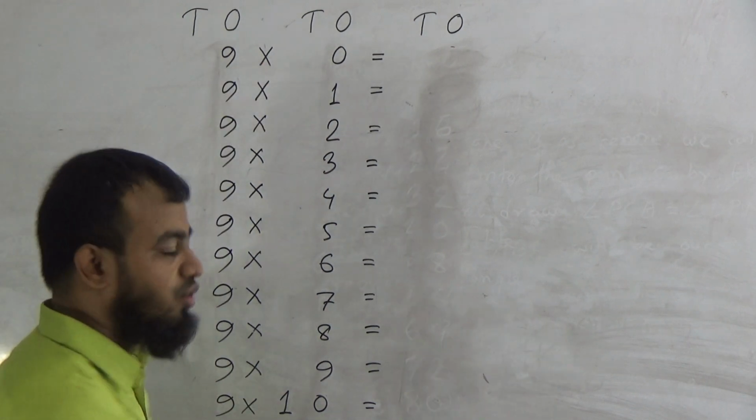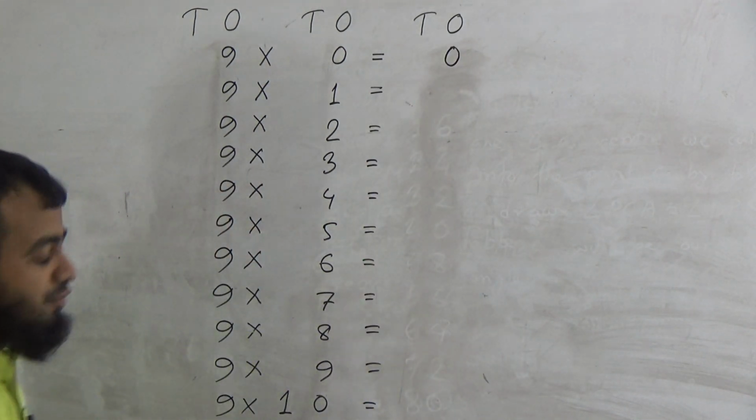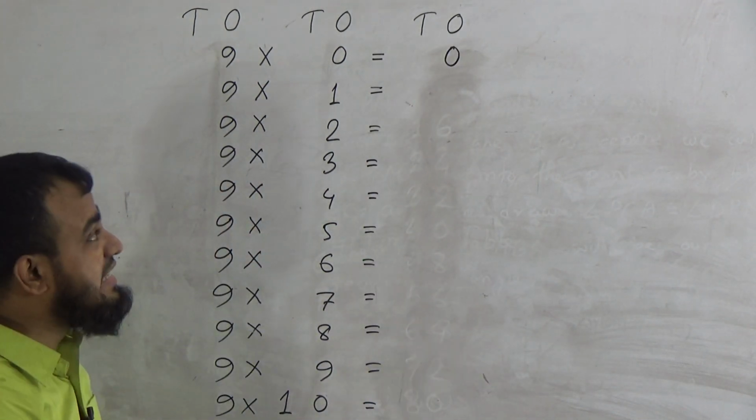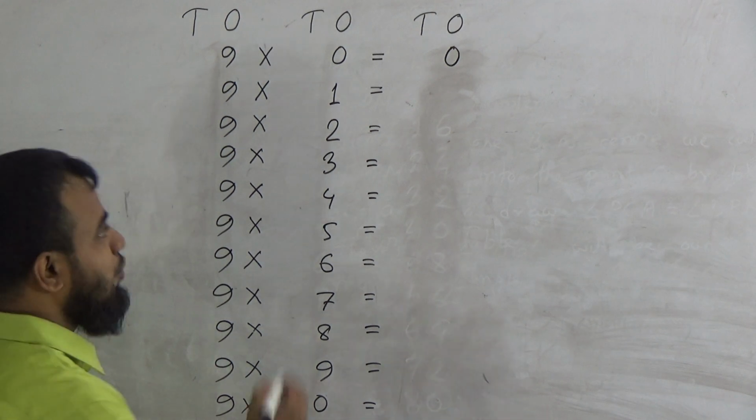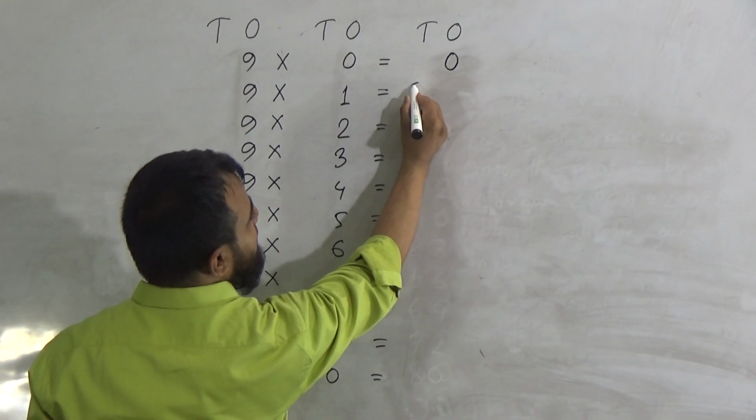We multiply 0, we will get 0, okay? 0 with any number, we will get 0. After that, my dear students, it's very easy. How? We should start from 0 here. From the tens place we should start here with 0.